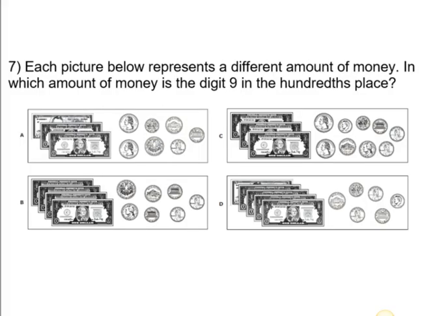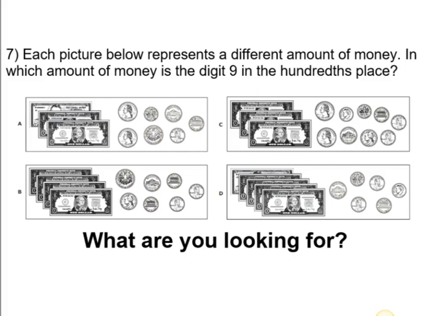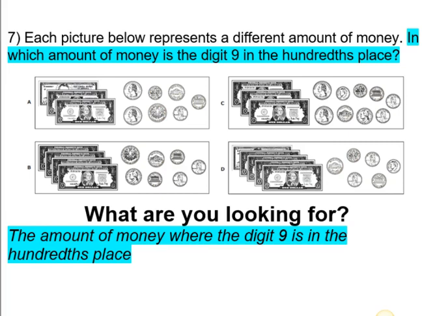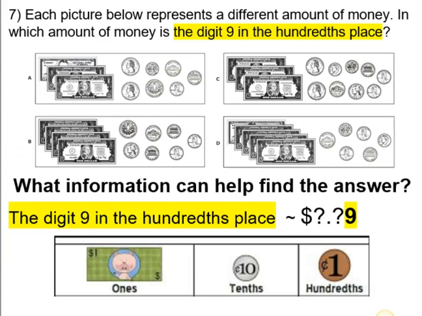Each picture below represents a different amount of money. In which amount of money is the digit 9 in the hundreds place? So take a look at the money that is in A, B, C, and D. What are we looking for? We are looking for the amount of money where the digit 9 is in the hundreds place. What information can help us find the answer?